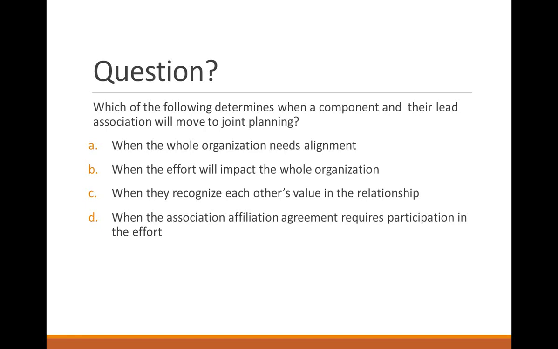So I got a B. Okay. B, when the effort will impact the whole organization. Okay, the answer is actually D, when the association affiliation agreement requires participation in the effort. And I also liked B and thought that was correct. When I went back and looked at it, I thought, okay, this is one of these situations when there are two right answers.